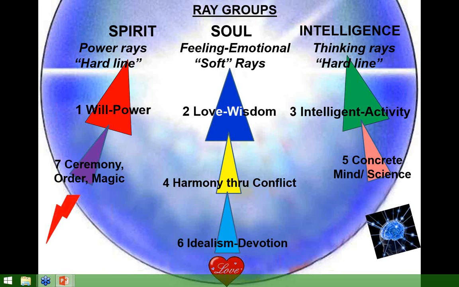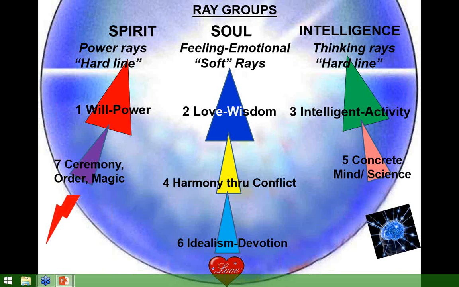And so last month we talked about the soft line rays and how they play out in the personality. The major rays are rays 1, 2 and 3, and they have lower rays which really are reflections of the parent ray. Today we'll be looking at the hardline power rays, the spiritual rays. Spiritual fire flows through that ray and through the people who are on that ray.